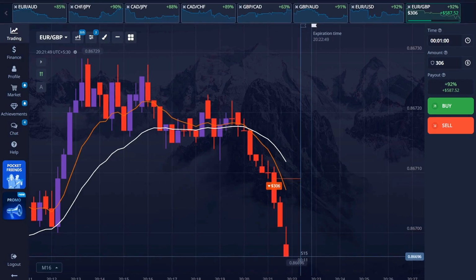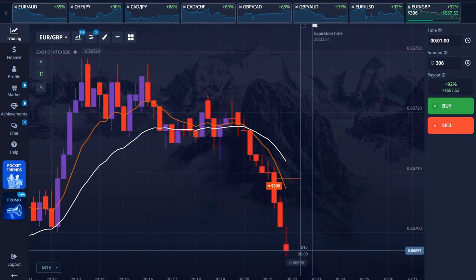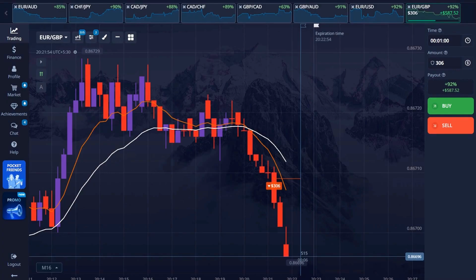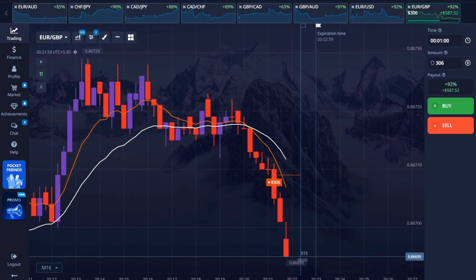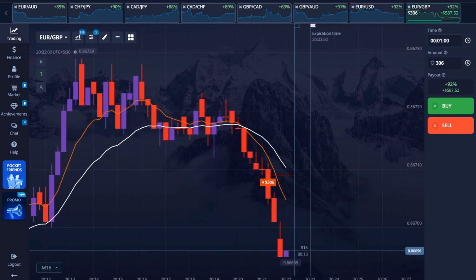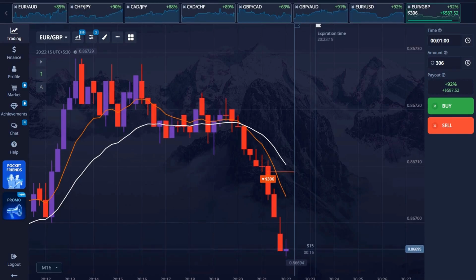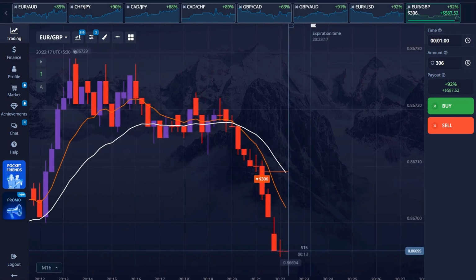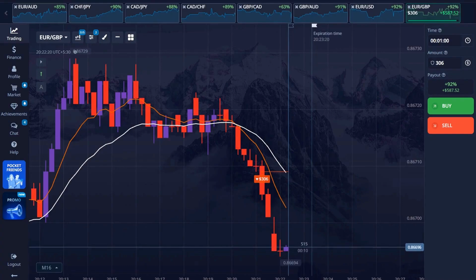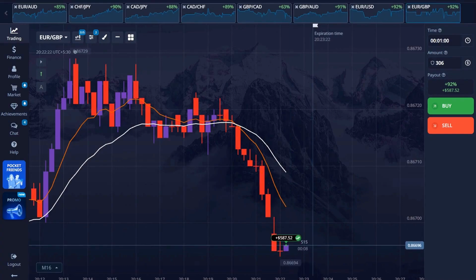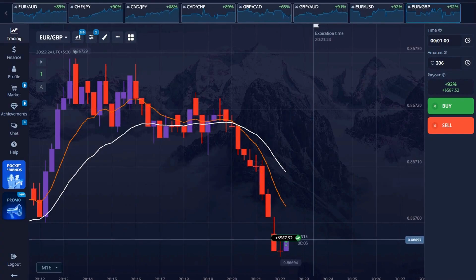Now, as the trade is progressing, notice how the price continues to move lower. The bearish momentum is strong, and the EMAs are spreading apart, which gives extra confirmation that the trend is on our side. Of course, no trade is ever guaranteed. Sometimes you'll see small retracements, and that's completely normal. The key is sticking to your rules and not panicking mid-trade. And here we go. The trade is closed, and this one finished in profit.